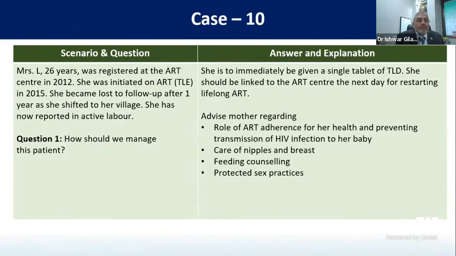In this scenario, Mrs. L, a 26-year-old, was registered with the ART center in 2012. She was initiated on ART, at that time TLE, in 2015. She became lost to follow up after 1 year as she shifted to her village. She has now reported to the labor room in active labor. How should we manage this patient?